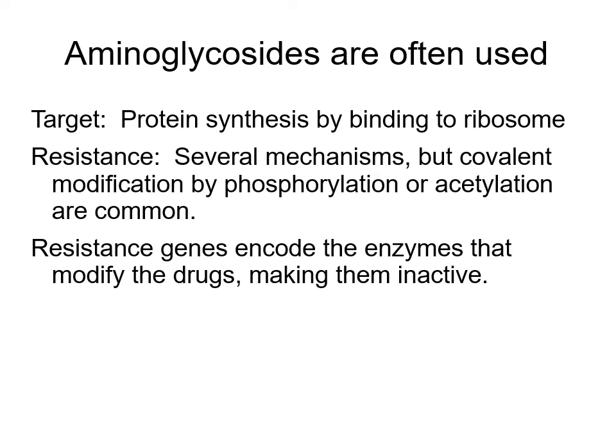Aminoglycosides are often used also, and the target is protein synthesis by ribosome binding. I'll show you some aminoglycosides in a second. General mechanisms for resistance to these are, not exclusively but mostly, modification by phosphorylation or acetylation and some other things. So we're not destroying it, but simply phosphorylating it is sufficient to make it inactive in its role of binding proteins from the ribosome.